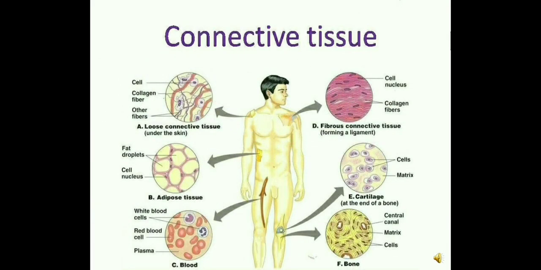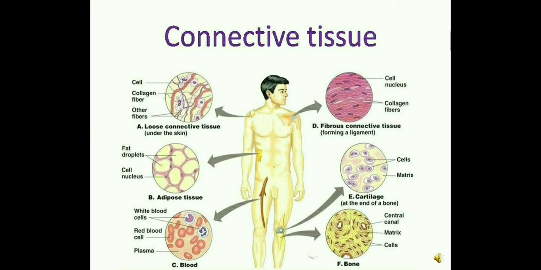Coming towards connective tissue. Connective tissue, if you see, is the most widely spread tissue in the body. It consists of a variety of cells and fibers. These are embedded in the abundant intercellular substance called matrix. It is highly vascular except cartilage. If I say the word vascular, that means it has blood vessels. But cartilage does not have blood vessels.